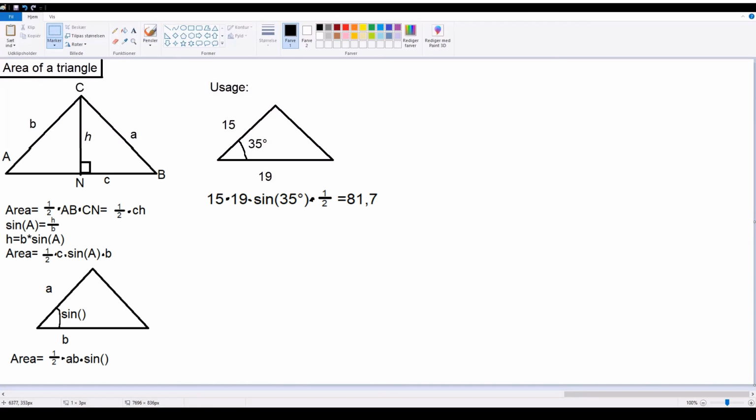All you need to do is simply put everything into your formula. So we say that this line here is A, this line here is B, and this angle here is just the sine of whatever angle it is. So you get 15 times 19 times sine of 35 degrees times a half equals 81.7 square units, or whatever units this triangle is in.